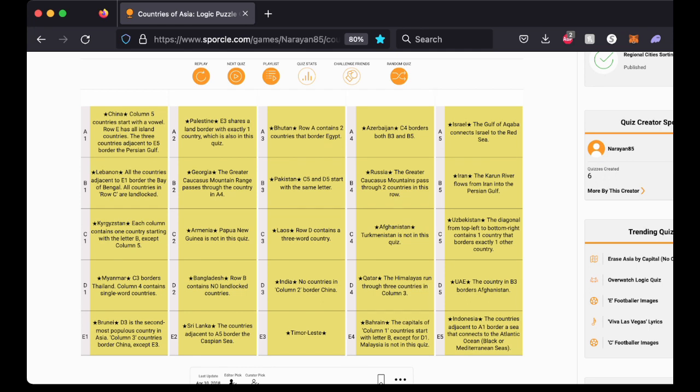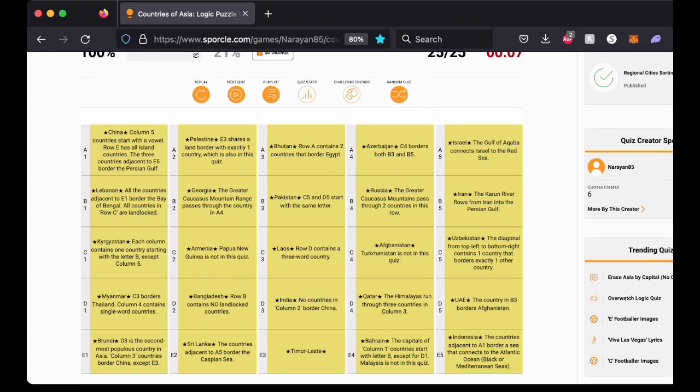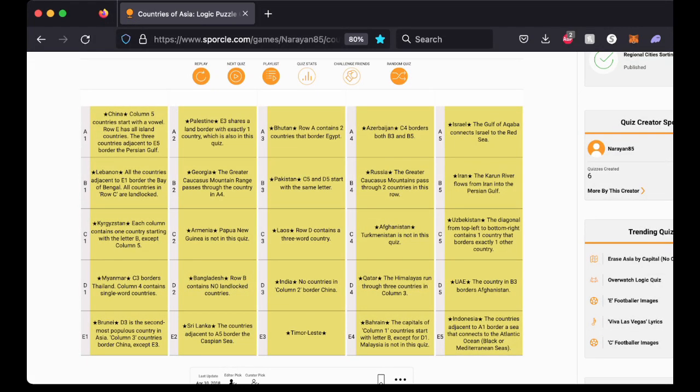Yeah, it was either Qatar or Saudi Arabia for D4. So, okay, we got through the logic quiz with 7 seconds to spare. So we're off to a good start. We'll go next to the logic quiz for South America.